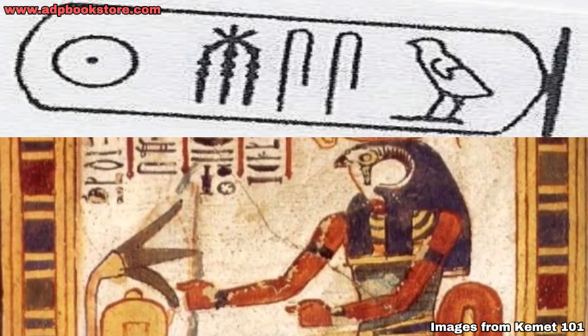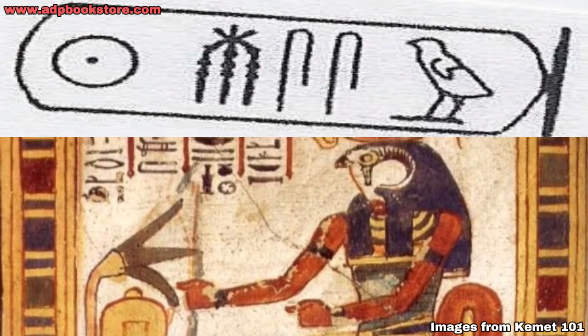The next symbol to the right of Ra is foxtails. The corresponding sound for the foxtails is Mes, which means son of. Thus, Ramsu means son of God.